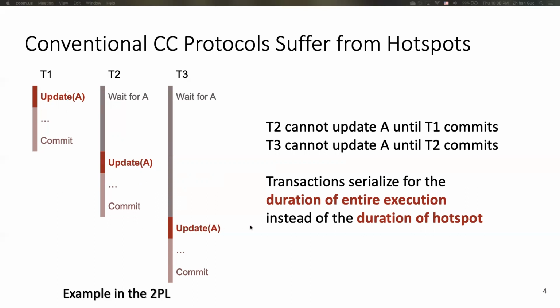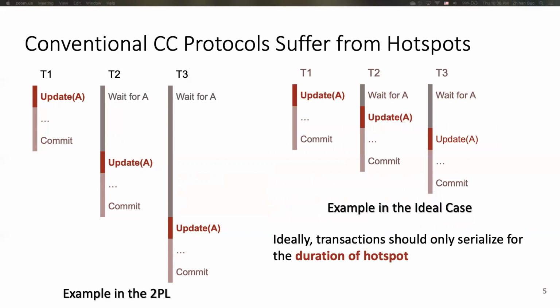It is similar in optimistic concurrency control. Instead of blocking, conflicting transactions will fail validation at commit time and keep aborting. Ideally, we want a concurrency control protocol to serialize transactions only for the duration of the hotspots, but execute the rest of the transactions in parallel. If updating the hotspot only takes up a small fraction of the transaction's total runtime, such an ideal protocol can improve performance substantially.